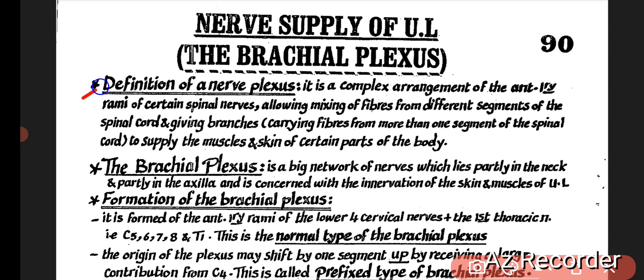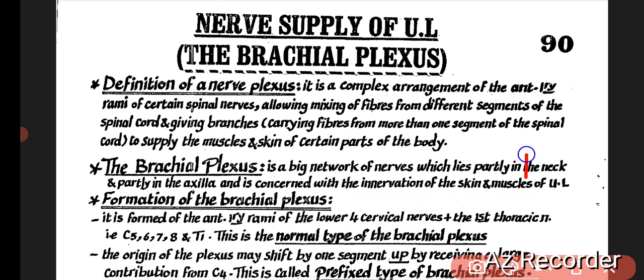Here you will see the definition of the brachial plexus, or a nerve plexus. It is a complex arrangement of the anterior rami of certain spinal nerves. What is a plexus? It is the arrangement of the anterior rami of certain spinal nerves, allowing mixing of the nerves from different segments of the spinal cord.